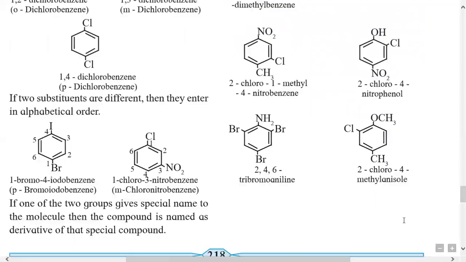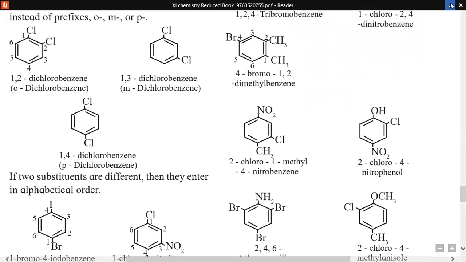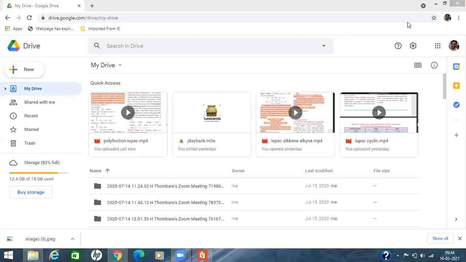In this way, the nomenclature of aromatic compounds containing one substituent, two substituents, or three substituents can be given. So that is about the nomenclature of aromatic compounds containing one or more substituents. Thank you.